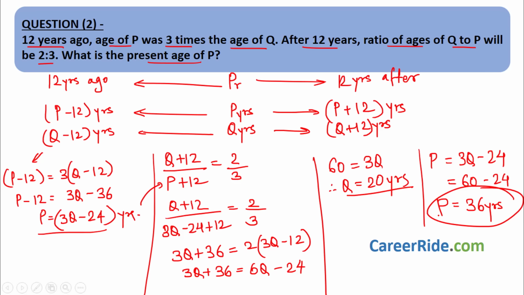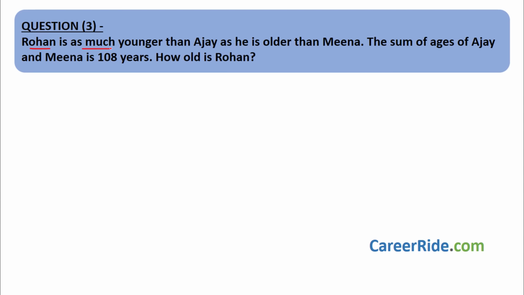See how we paid attention to the question, we read the question properly, and we were very easily able to find the answer. Moving to question number 3. Rohan is as much younger than Ajay as he is older than Meena. The sum of ages of Ajay and Meena is 108 years. How old is Rohan? Now, if you look carefully over here, nothing much is given.